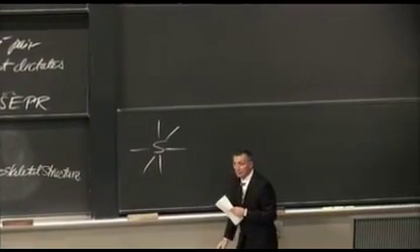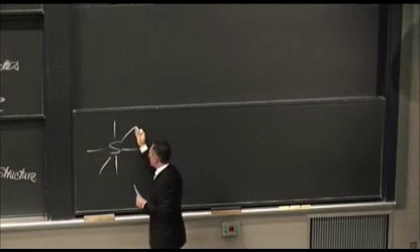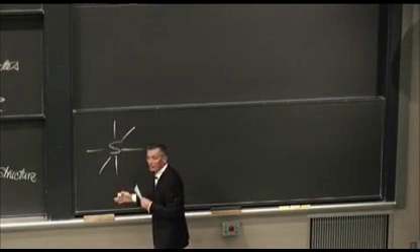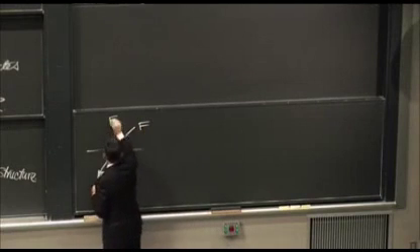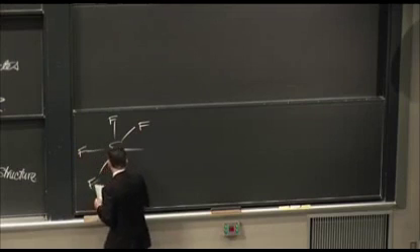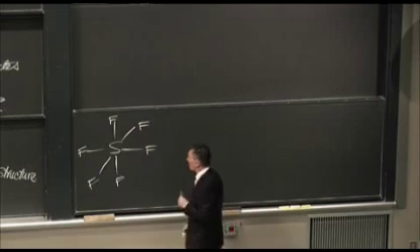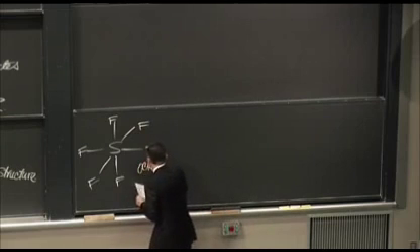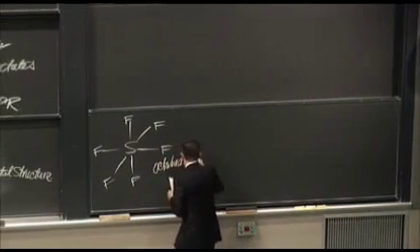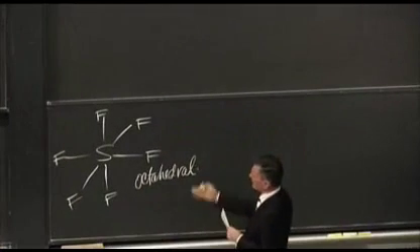So 2 in one plane crossways, and then 2 vertical, and then I put the fluorines. 1, 2, 3, 4, 5, 6. So there's the molecular architecture, and it's termed octahedral. Octahedral. And I know at first this throws you because you see 6 struts.